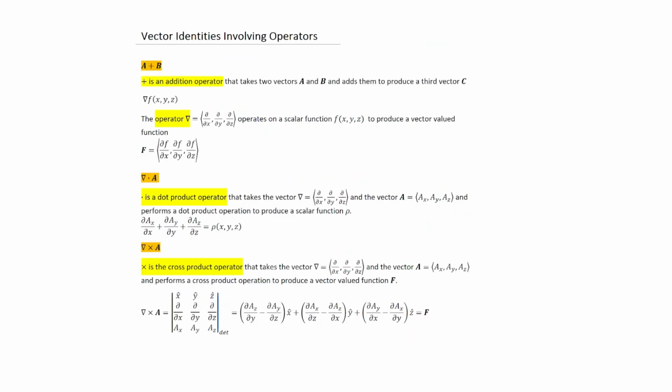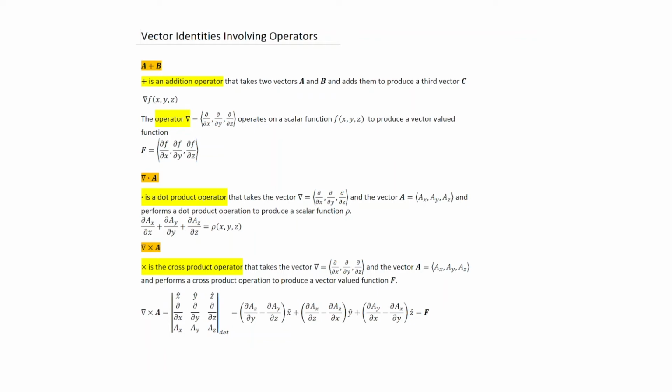All right, so now we just look quickly at some vector identities involving operators, because we make use of these quite frequently, starting with some simple things which you already know. So for instance, A plus B: plus is an addition operator that takes the two vectors A and B and adds them to produce a third vector C.